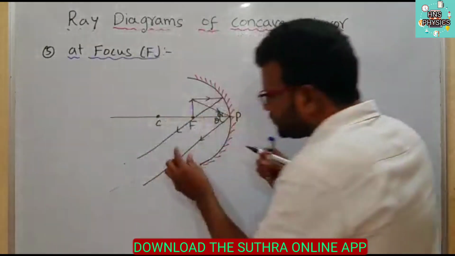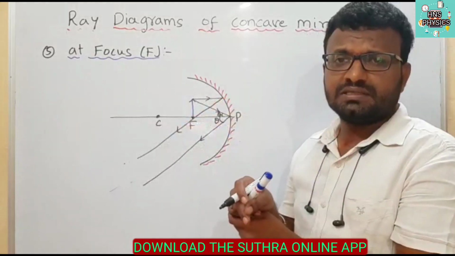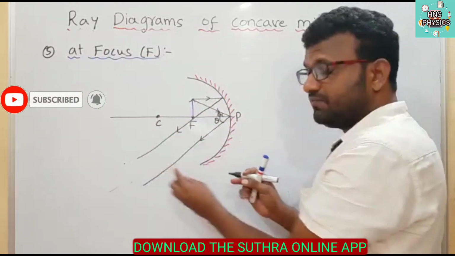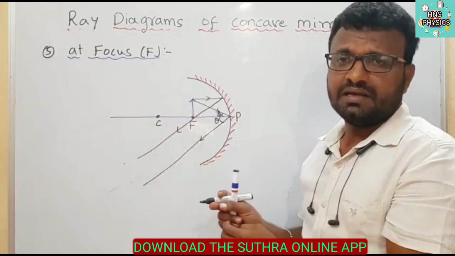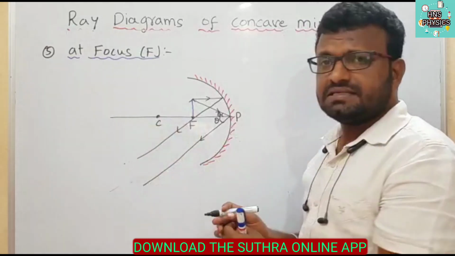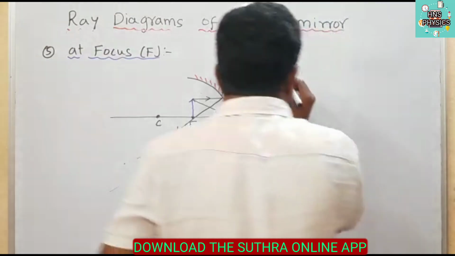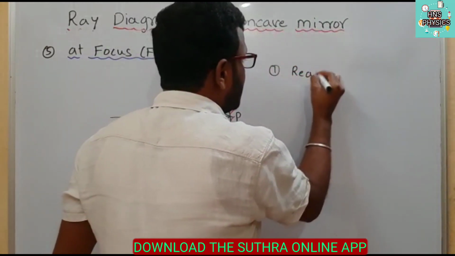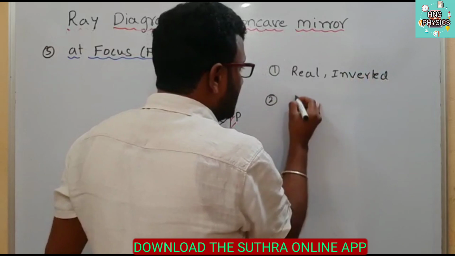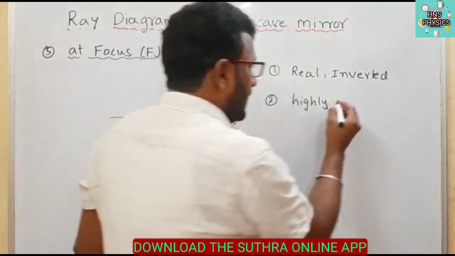That means these two reflected rays are passing parallel to each other. When the two rays are passing parallel to each other, the image is formed at infinity. That means these two reflected rays may meet at infinity. So here the image is formed at infinity, and the image size is larger than the object. So first, real, inverted. And second, highly enlarged. Highly enlarged means very big size.